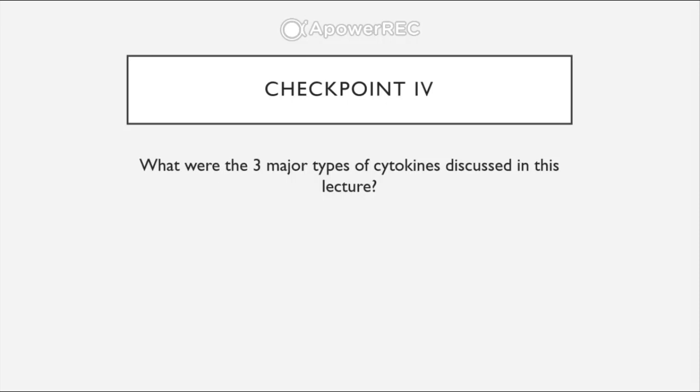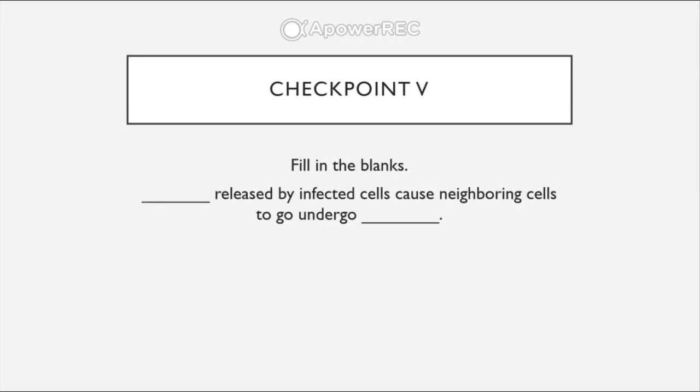Checkpoint 4. What were the three major types of cytokines discussed in this lecture? And checkpoint 5. Fill in the blanks. Blank released by infected cells cause neighboring cells to undergo blank.